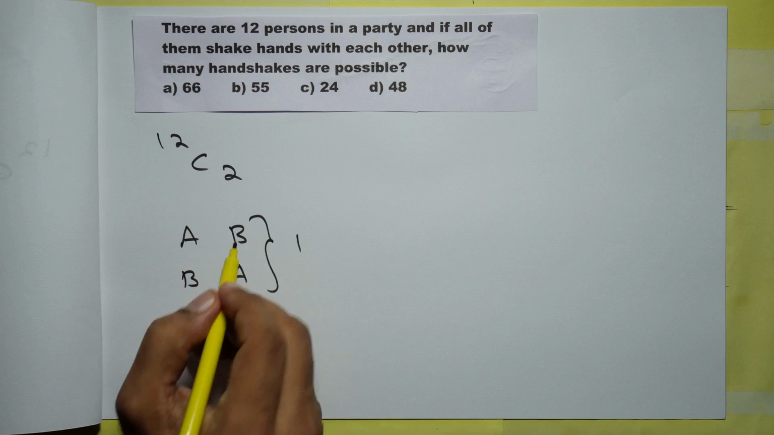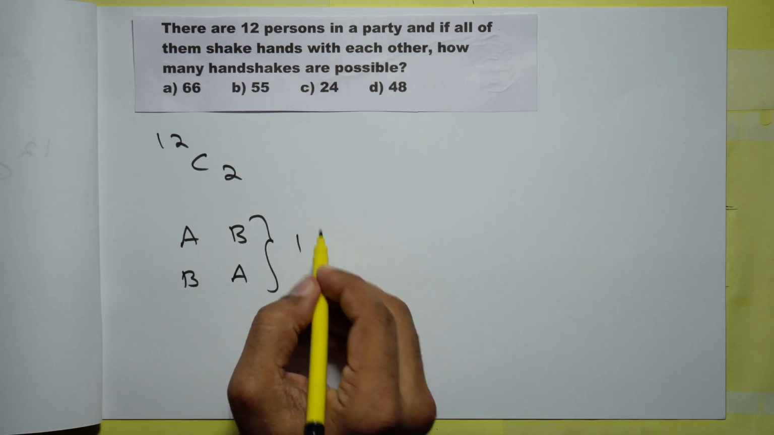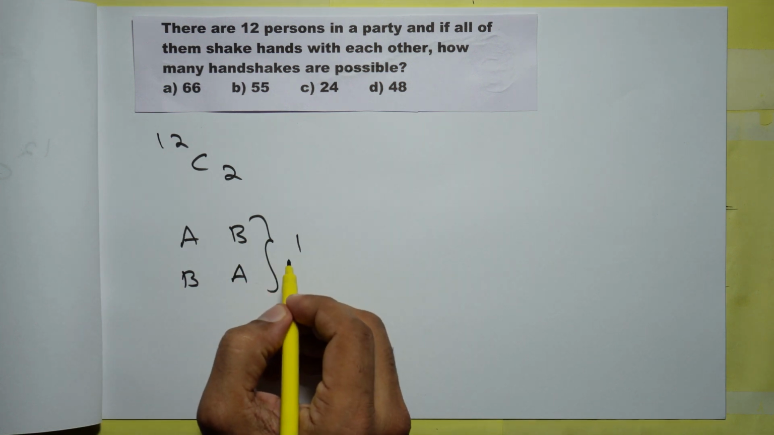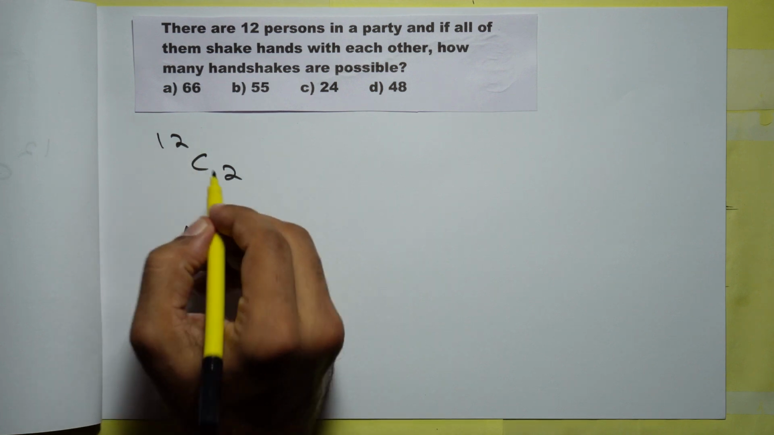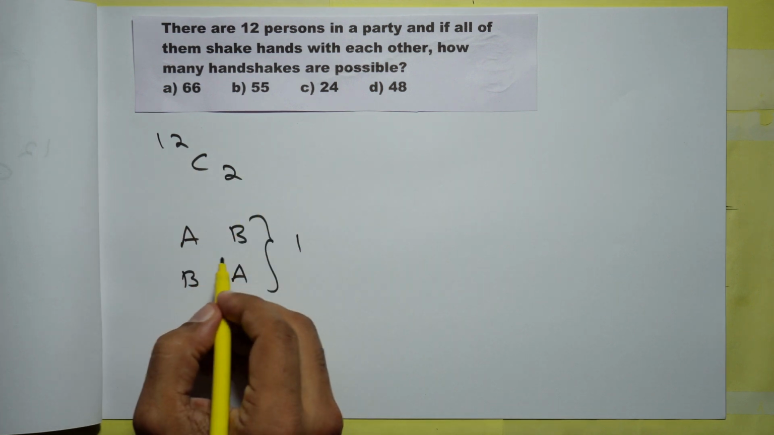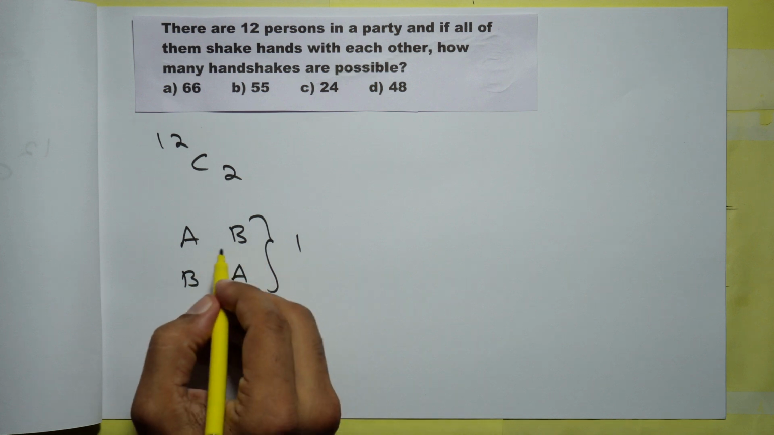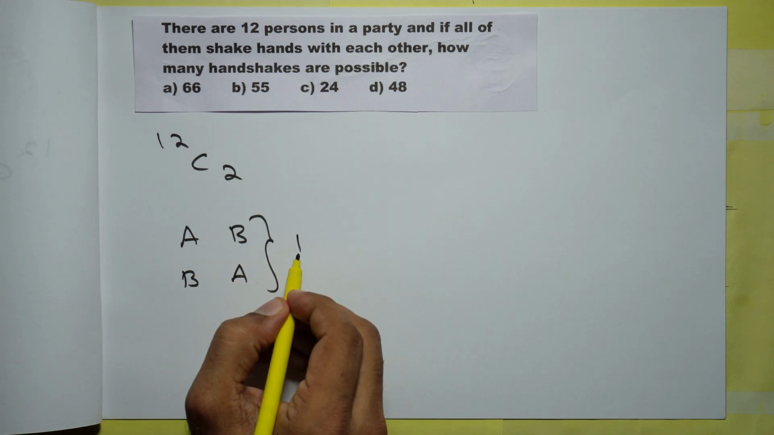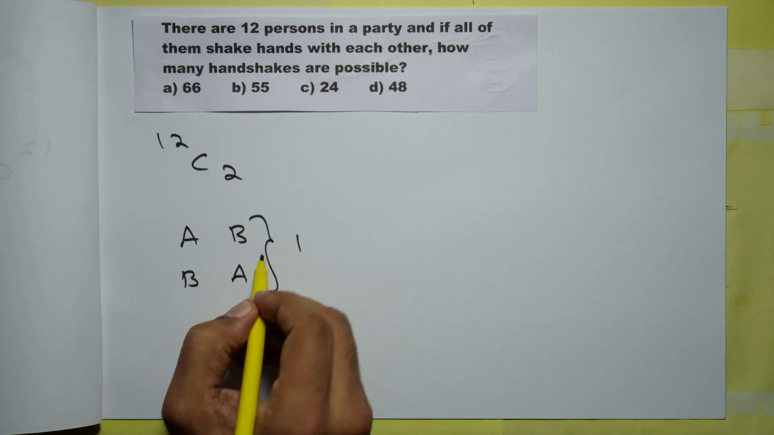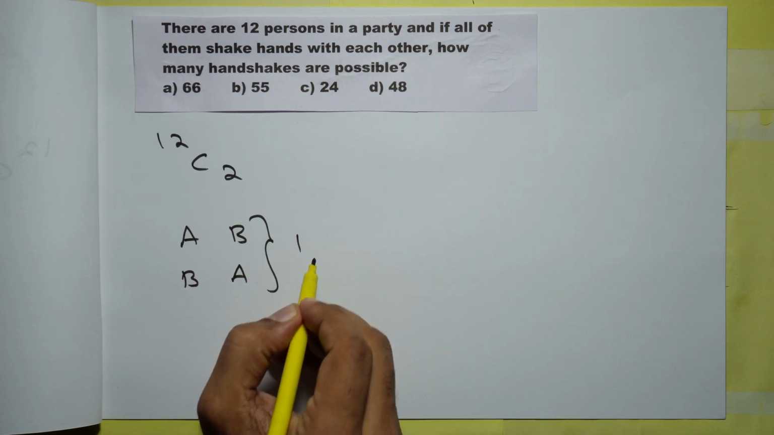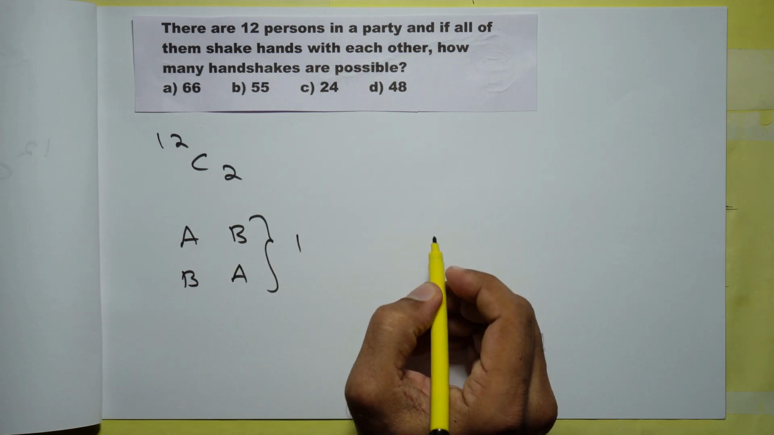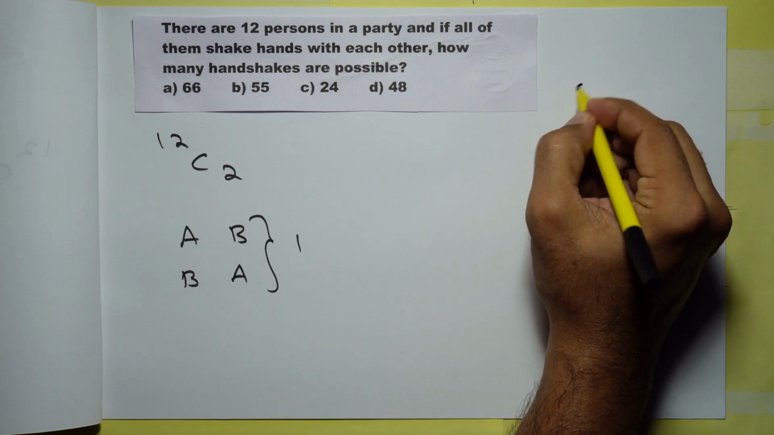So instead of AB, if you select BA, you will not get a different outcome or a different handshake. So 12 people are there. You need to select 2 people and order doesn't matter. So even if you change the order, you will not get a different outcome. In such cases, substitute into the combinations formula and you will get the total number of outcomes. Now the combinations formula is given like this.